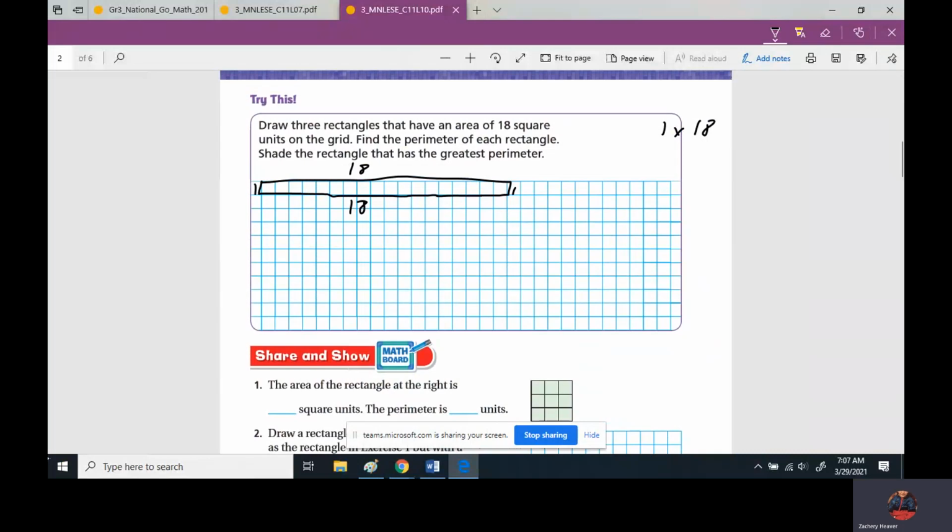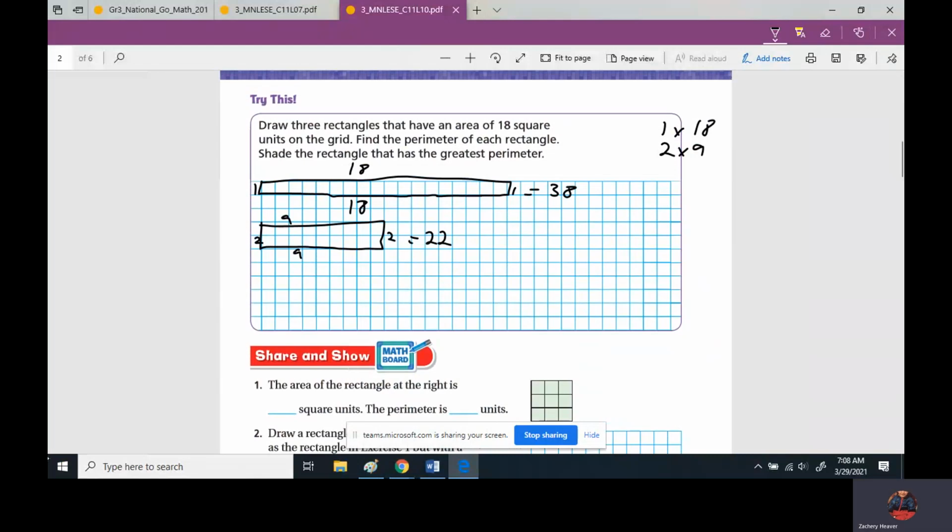We know 18 plus 18 makes 36. 1 plus 1 makes 2. 36 plus 2 is 38. Now let's do 2 times 9. So 1, 2, then 1, 2, 3, 4, 5, 6, 7, 8, 9, up and over. We know this is 9, this is 9, this is 2, this is 2. 9 plus 9 is 18, plus 4 is 22.